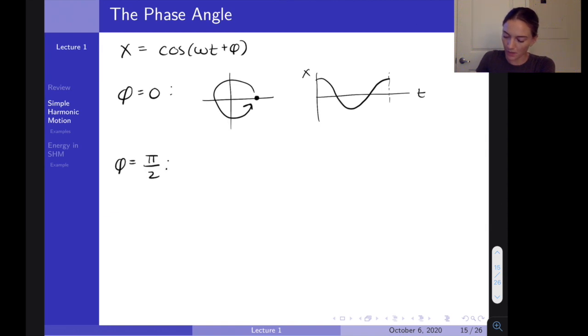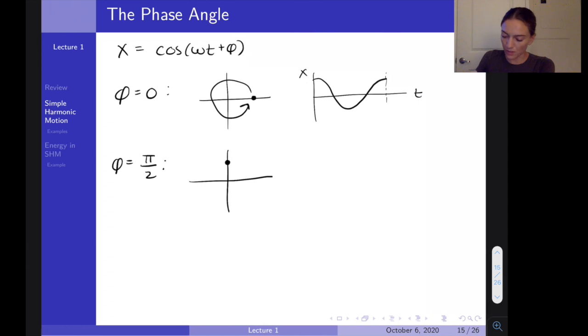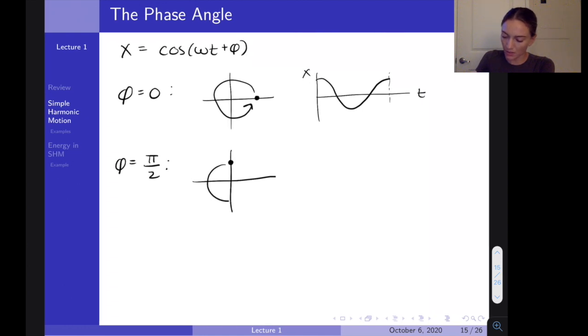So what if it was pi over 2 here? That would mean that I start my rotation or my cycle at 90 degrees, right? So I'm starting here and then I'm rotating around that way to get back to the y-axis. So then that means that when I plot this cosine function now, it's actually shifted over by 90 degrees, right? By pi over 2. So now it looks like this.